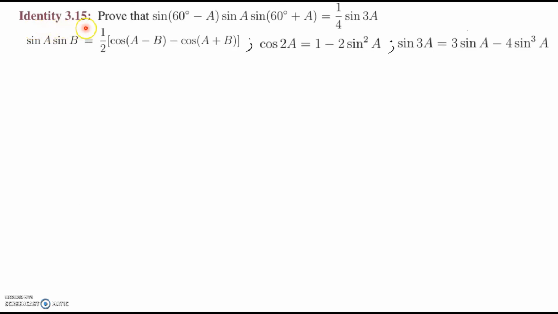Identity 3.15. Prove that sin 60 minus A, sin 60 plus A is equal to 1 by 4 sin 3A. The formulas that we would be using here are sin A sin B is equal to 1 by 2 cos A minus B minus cos A plus B. The second formula that we would use is cos 2A is equal to 1 minus 2 sin squared A. And the third that we would use is sin 3A is equal to 3 sin A minus 4 sin cube A.